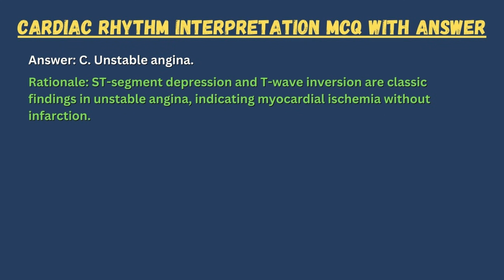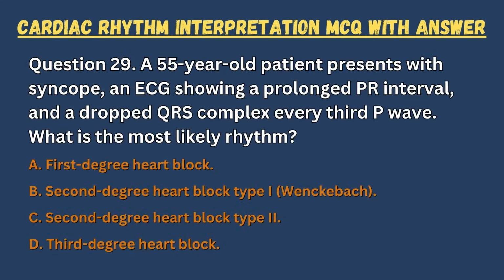Answer: C. Unstable angina. Rationale: ST segment depression and T-wave inversion are classic findings in unstable angina, indicating myocardial ischemia without infarction. Question 29. A 55-year-old patient presents with syncope, an ECG showing a prolonged PR interval, and a dropped QRS complex every third P wave. What is the most likely rhythm?